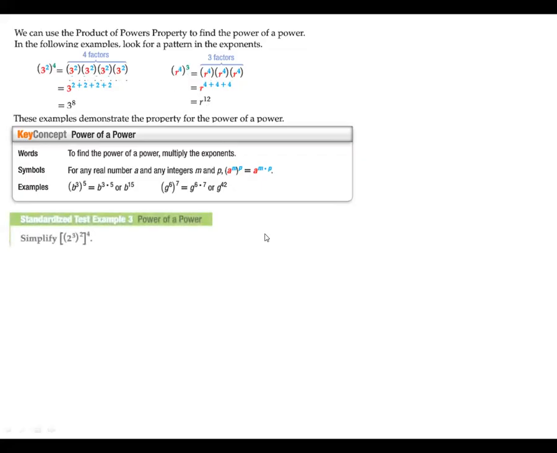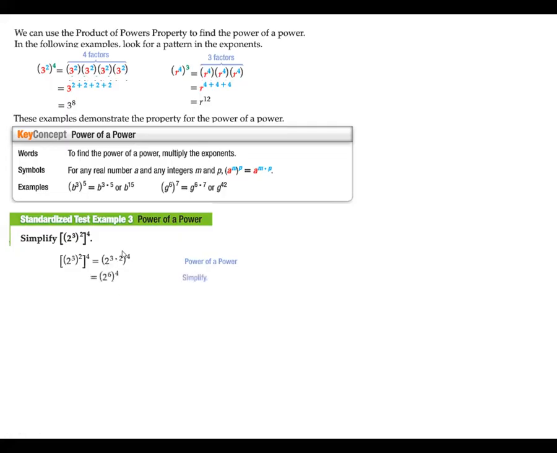Okay, so here's one for us to try. Let's simplify 2 cubed, quantity squared, quantity to the 4th power. Okay, so if I work from the inside out, 2 cubed squared is 2 to the 3 times 2, which is 2 to the 6th.